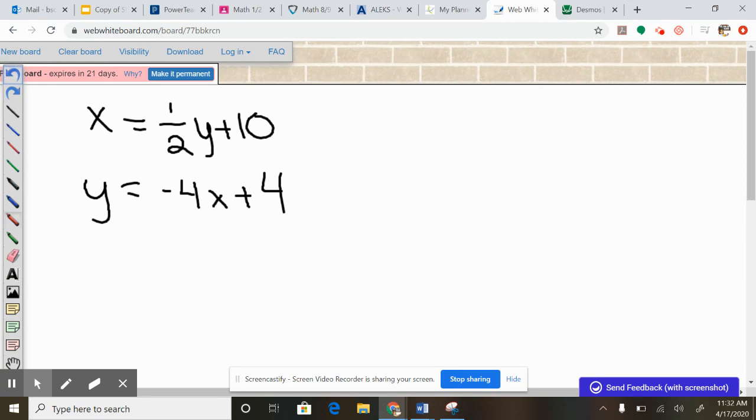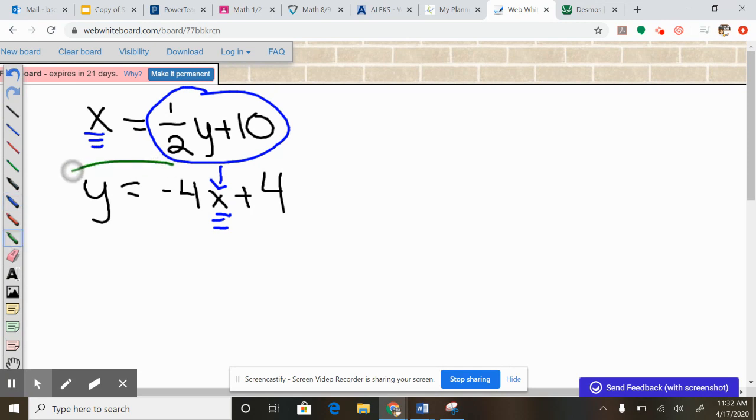So this top equation tells me that x is equal to 1/2 y plus 10. That means this x is also equal to 1/2 y plus 10. They're the same x. So I can take this 1/2 y plus 10 and substitute it in right there.